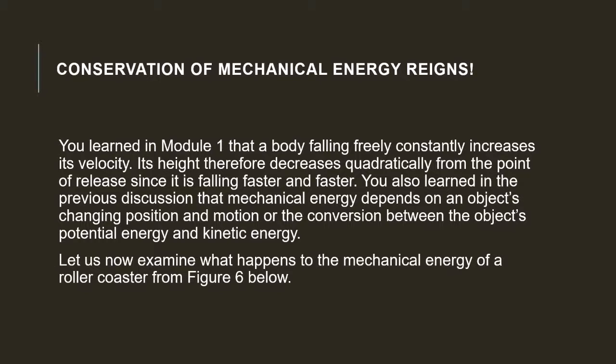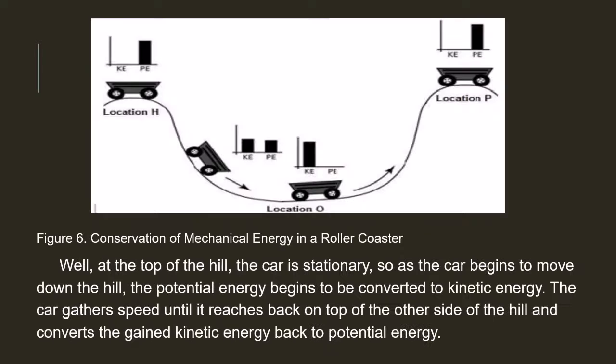Let us now examine what happens to the mechanical energy of a roller coaster from figure 6 below. At the top of the hill, the car is stationary. As the car begins to move down the hill, the potential energy begins to be converted to kinetic energy. The car gathers speed until it reaches the top of the other side of the hill and converts the gained kinetic energy back to potential energy.